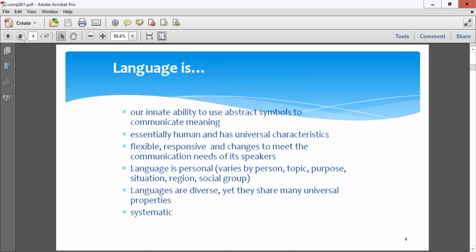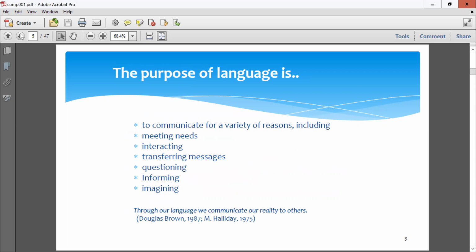Language is a lot of different things, but here are some characteristics of what language is. It's basically the ability to communicate, and you use symbols. It's basically universal. All languages have similarities. It's flexible and responsive, and it's personal. Although languages are very diverse, they also share many universal properties, and they are all systematic. We have lots of purpose for language, but once again, it's mainly communication and for different needs. It could be to ask a question, to inform someone, to interact.